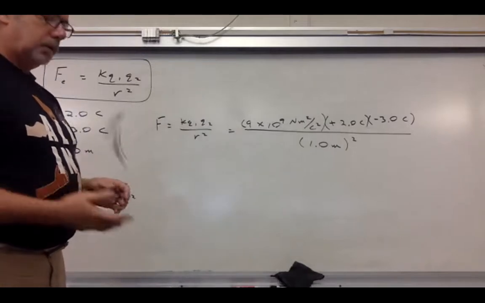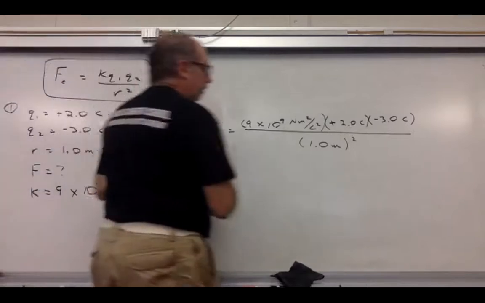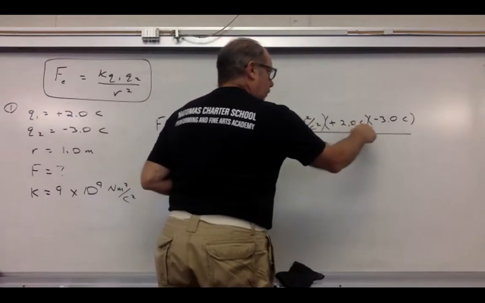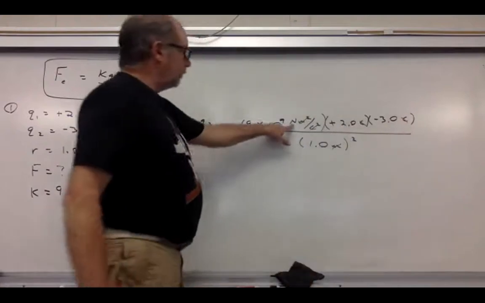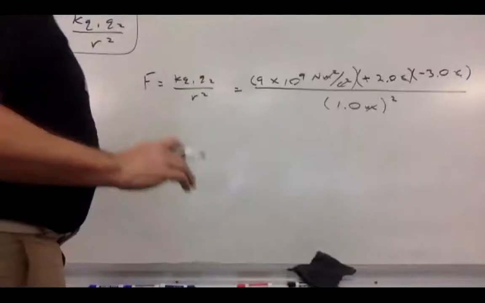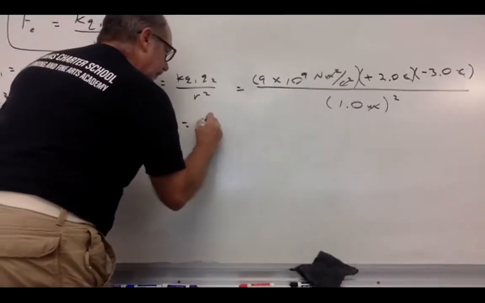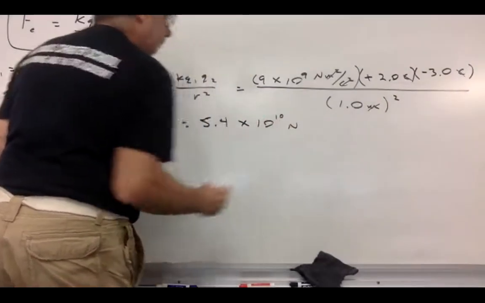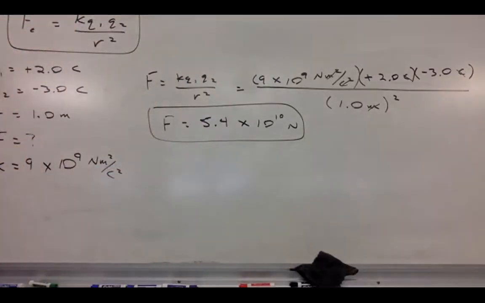And if you do it successfully, well, let's worry about units for a minute. Meters squared is going to cancel out the meter squared. Coulomb times a coulomb is going to cancel out coulomb squared. And you're going to be left with newtons, which is, of course, the unit of force. If you enter this into your calculator correctly, you will get an answer of 5.4 times 10 to the 10 newtons.